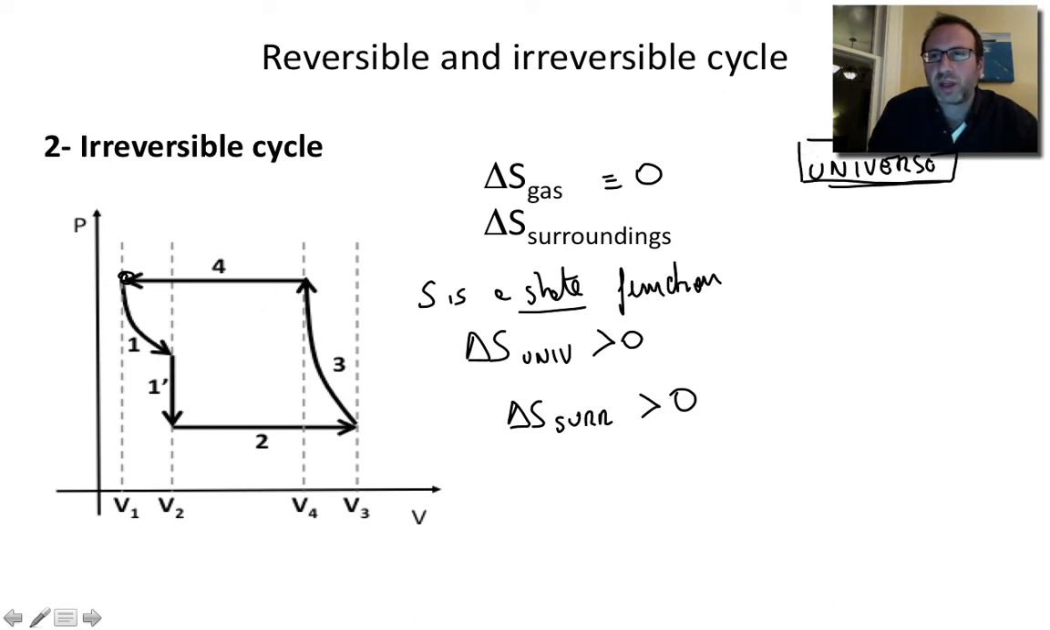Don't get tricked by that. You can design cycles that are irreversible, but where the system actually goes back to its initial point. This is a classical case.